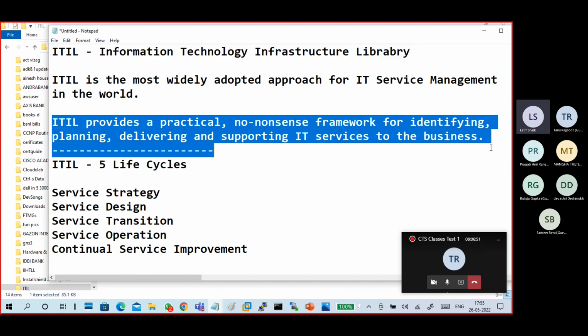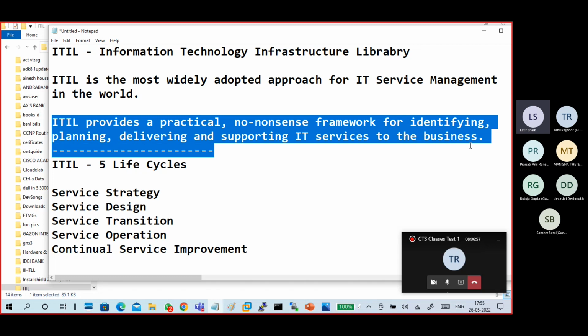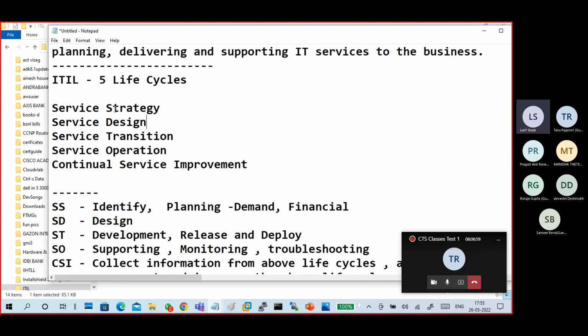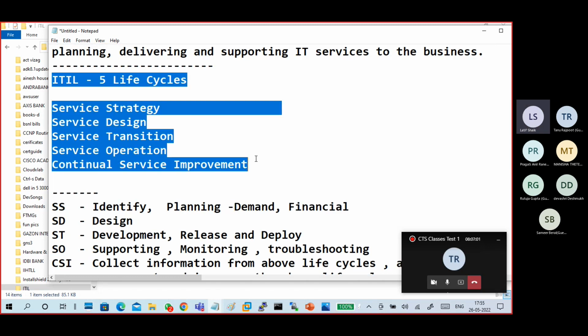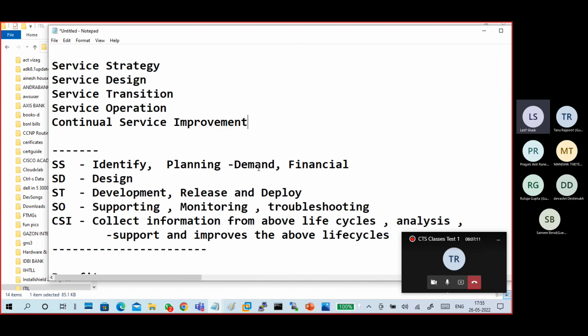This is the second one. Second point. The third point is ITIL has 5 life cycles: service strategy, service design, service transition, service operation, and continual service improvement.